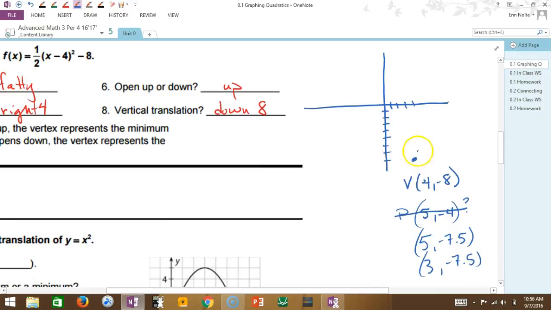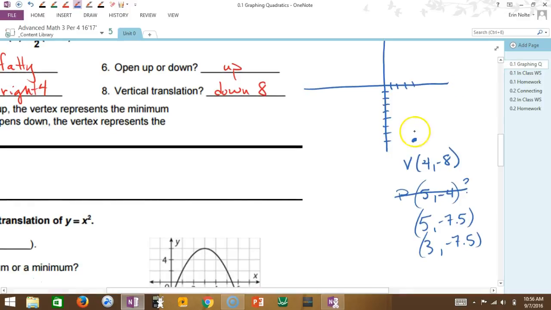So let's see if I can draw this. 5, 5, hold on. Negative 7.5. Oh, that's so close. Oh gosh, that's not beautiful. Looks like a dying dog. Let's pretend that looks better. Okay, now did anybody get other points than those two?